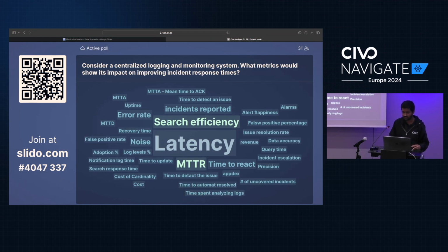Took the picture. Should I move? Yeah, okay. So that's looking good. A lot of different stuff. I wanted to do one more, but yeah. Anyway.